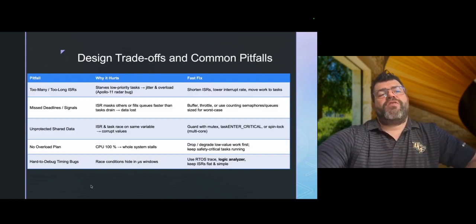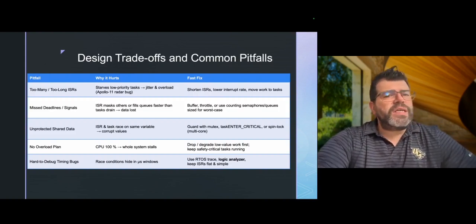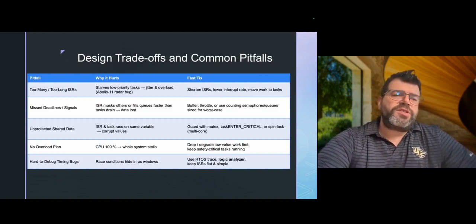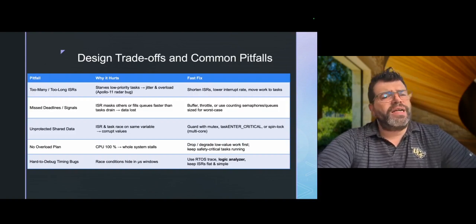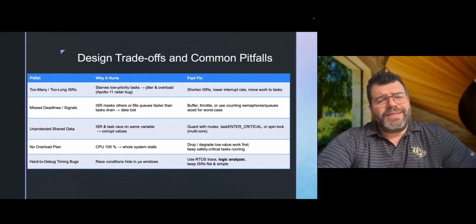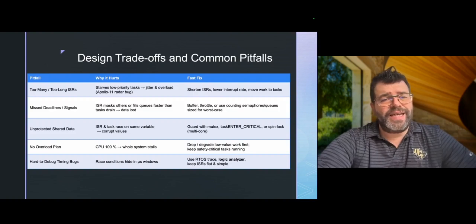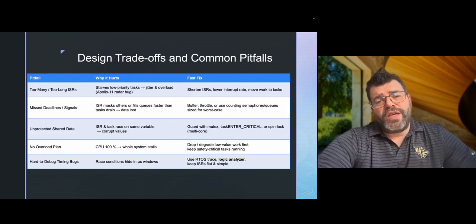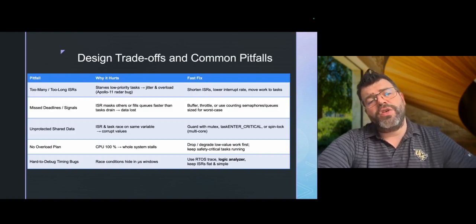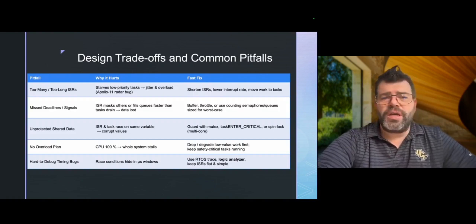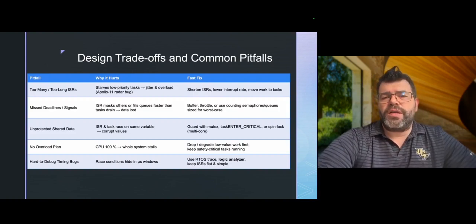All right. If we continue on, we look at some of the common design trade-offs and pitfalls. Here they are. Pitfall: you have too many or too long ISRs. Why this is bad: basically, your low priority tasks don't ever get to run. You get a huge amount of jitter and overload. You can look up the Apollo 11 radar bug. I'll put maybe a video on the course so you can see that as well.